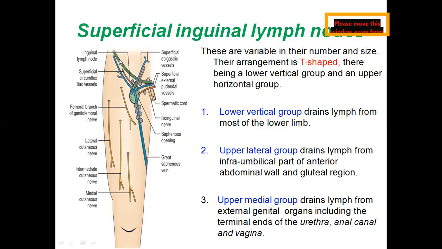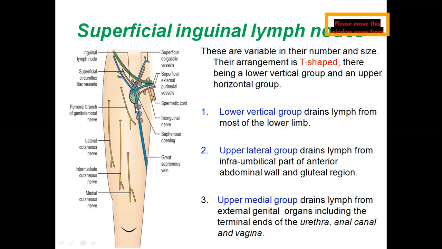Similarly, even in this region, the inguinal region, the groin region, we have so many lymph nodes, which are arranged in the form of the letter T, our Telangana state T. These are variable in their number and size, and their arrangement is T-shaped. So there is a lower vertical group, and this is the upper horizontal group.